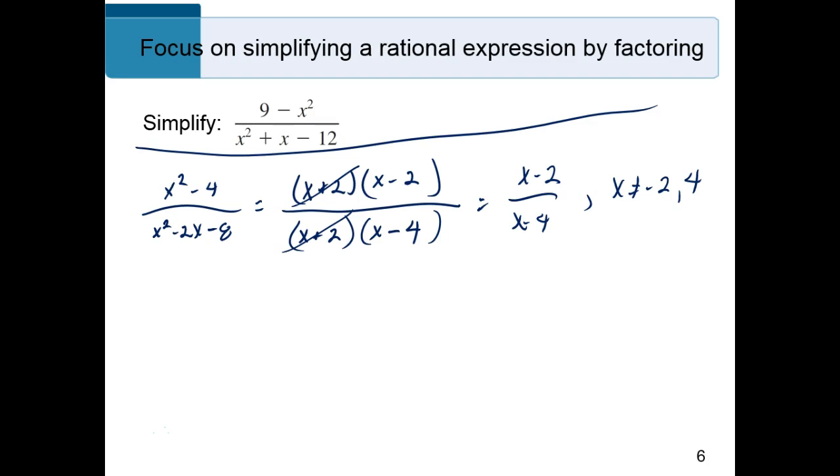Now, here's another one to simplify. Let's just stay on the same page here. We haven't gotten to the one at the top yet. Here's one: 8x to the 6th y squared divided by 20x y to the 5th.